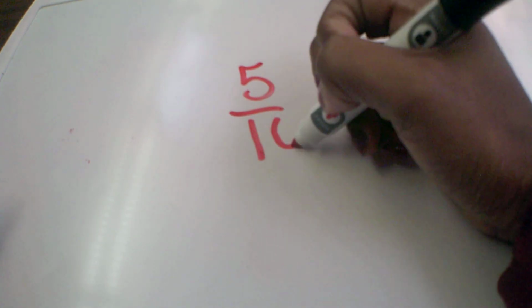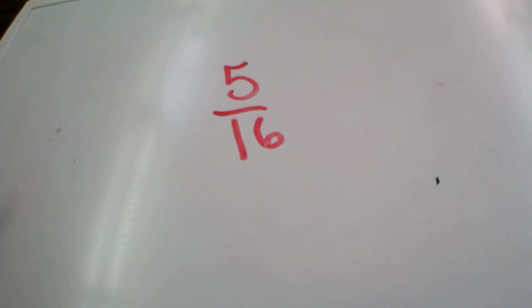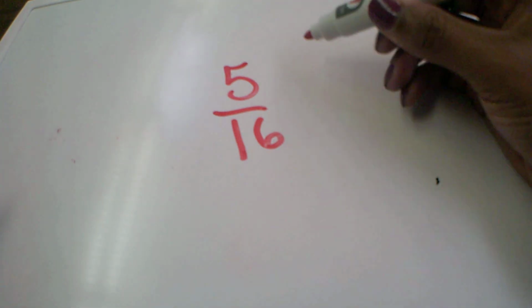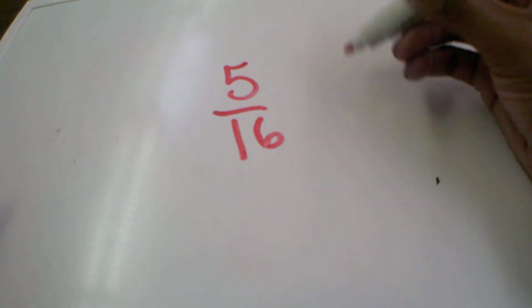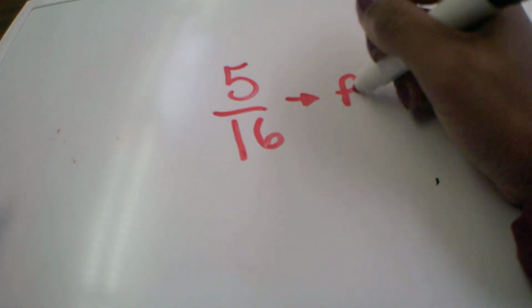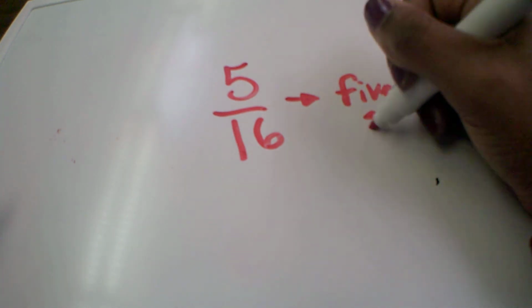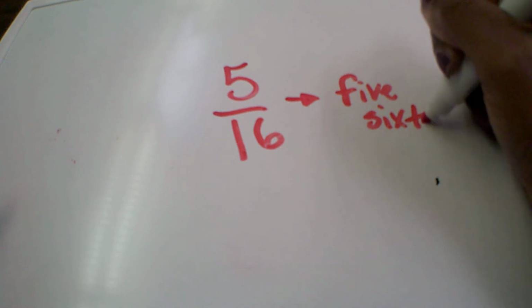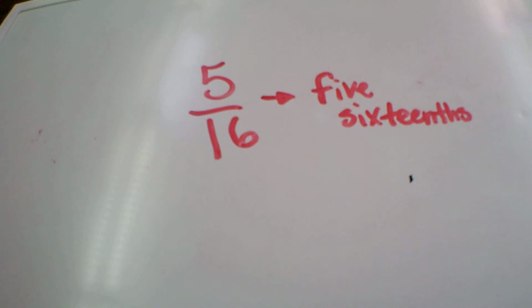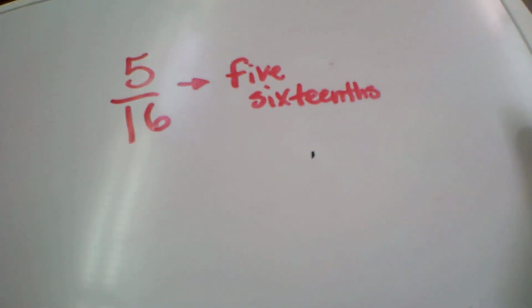So let's say you have a fraction like 5 over 16. I believe it is in the other video that I did, 5 over 16. So I said 5 over 16 in the video, but you can also pronounce this 5/16ths. So this can be pronounced as 5/16ths.